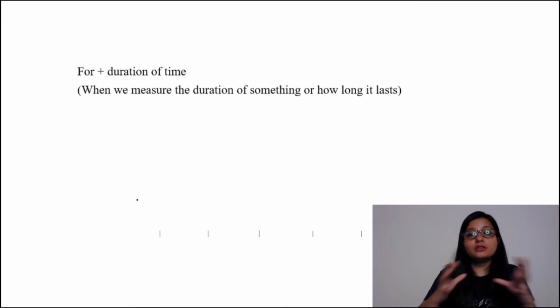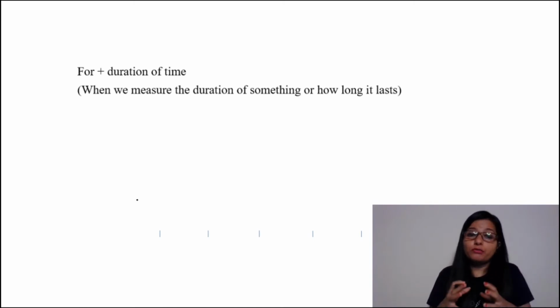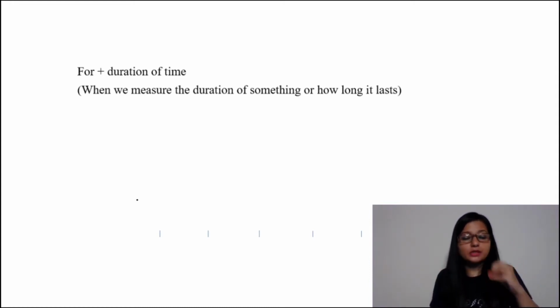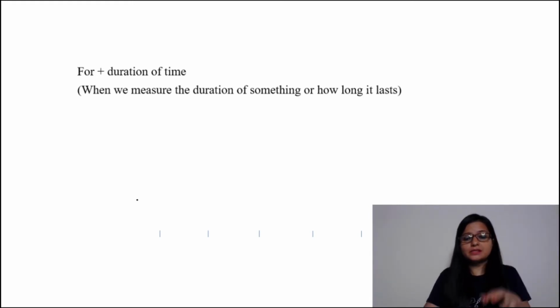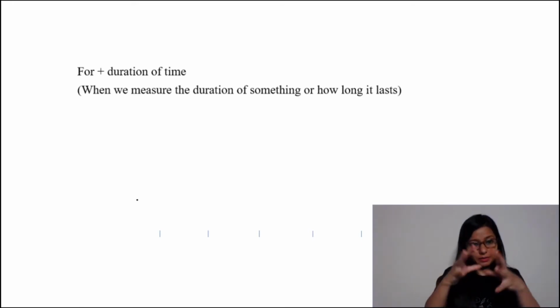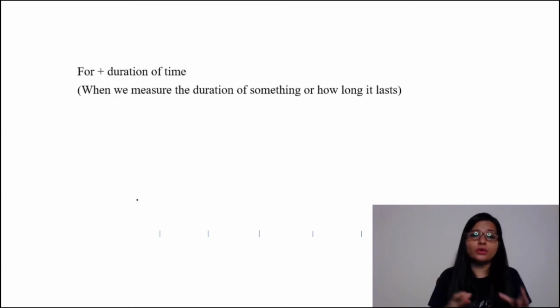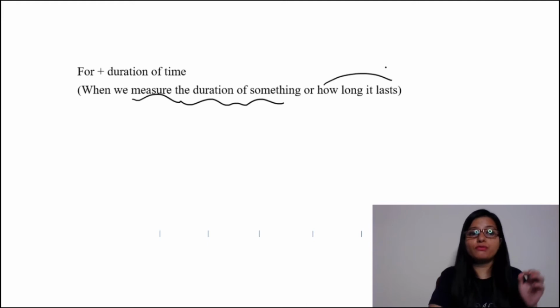When we measure the duration of something, with since we do not analyze the duration of something, but we are focusing more on that particular time, okay, when something has started. But when we use for, we focus more on the duration of that particular task, for how long it is going to be and for how long it lasts. So when we measure the duration of something or how long it lasts, we use for before.